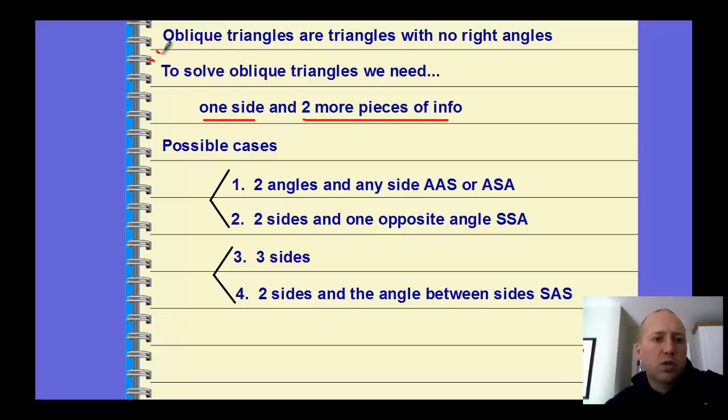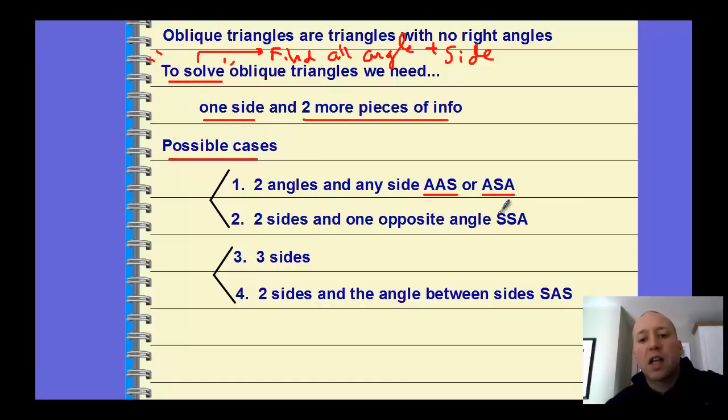Now the words to solve, what does that mean? To solve means to find all angle and side measures. So that's what it means when we say to solve a triangle. The possible cases we have for one side and two more pieces of information: we could have two angles and one side. And so we have two options. We could have angle angle side, or we could have angle side angle. And so there are two possibilities when we have two angles and one side.